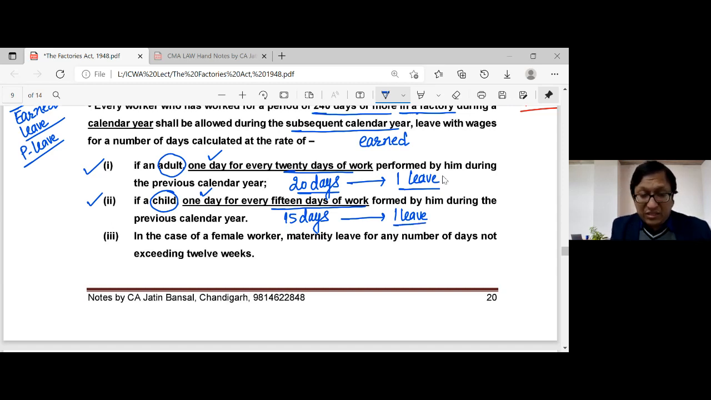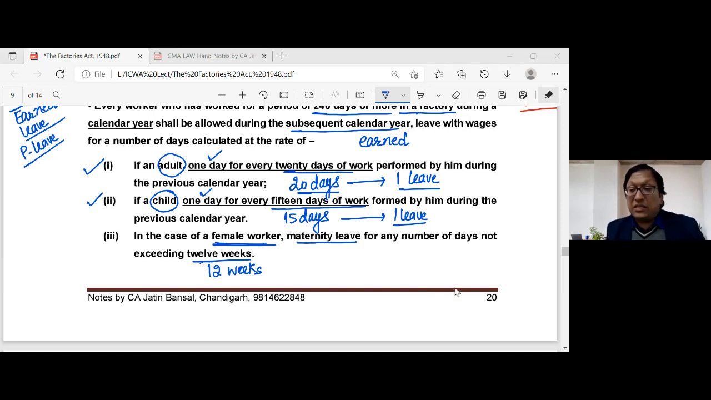And this is a different thing. In case of female workers, they are entitled to maternity leave for any number of days, not exceeding 12 weeks. So they are entitled to 12 weeks maternity leave during their pregnancy and delivery.